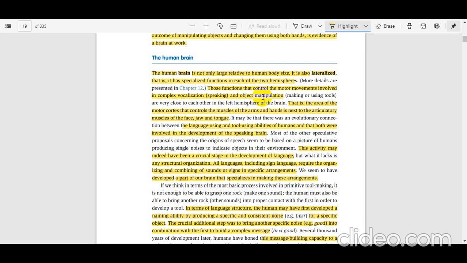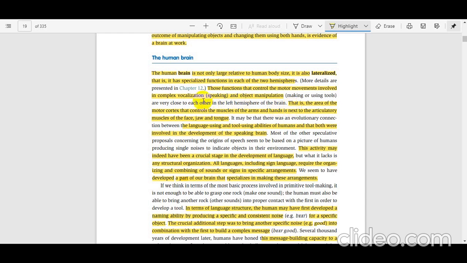Now we are going to talk about the connection between human speaking ability and the human's ability to make tools. Now these tools were produced because what? Because the human has the brain that enables him or her to produce or to manufacture some tools that are good for making their living, and very close to each other. These hemispheres, let's say, or these abilities, these functions are very close in the left hemisphere of the brain. Means here we have what? Two hemispheres. We have the right hemisphere and the left hemisphere, each of which has got its own function.